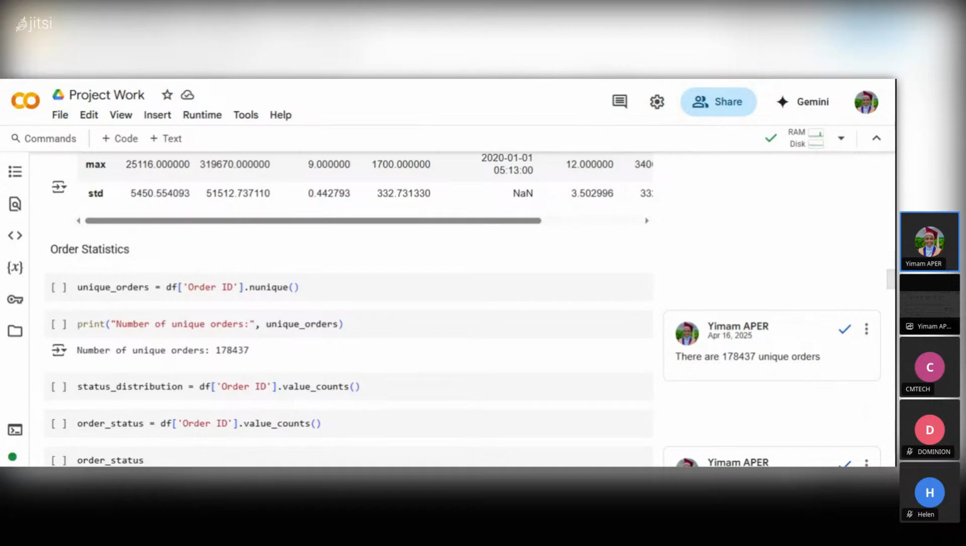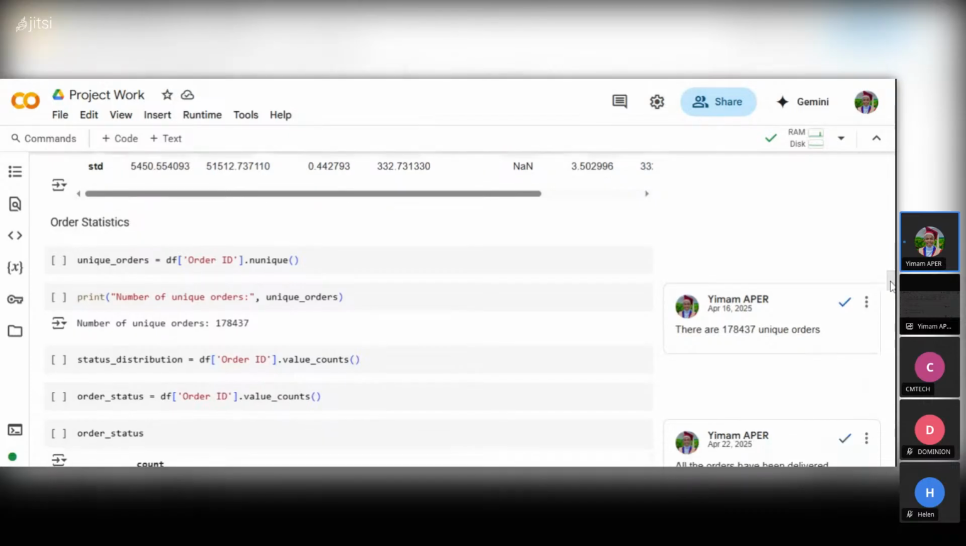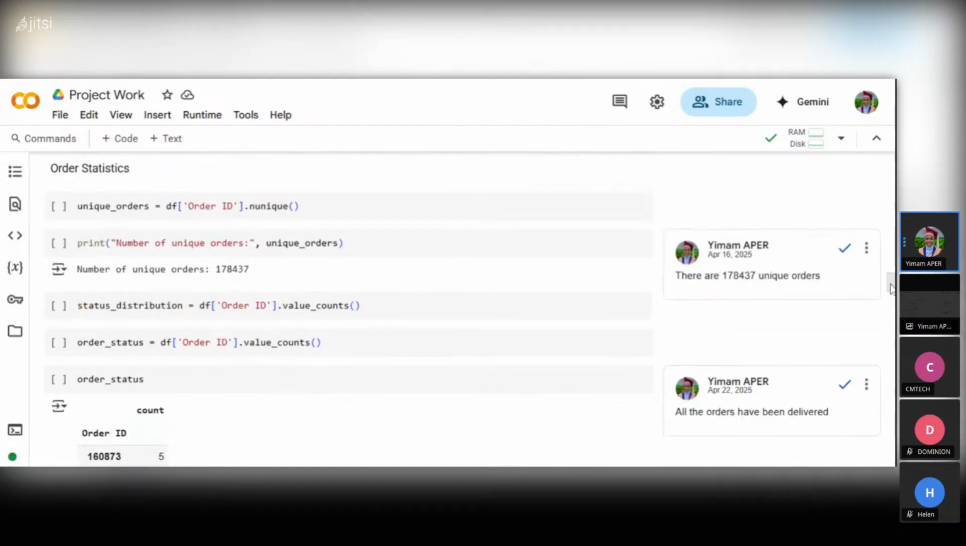Okay, the question was how many unique orders are there in the data set. To check for the number of unique orders, we have to use the column order id, because it's the one that tells us of the orders that were made. Since there are no duplicate values, it means that there were 1,789,178,437 unique orders that were made.